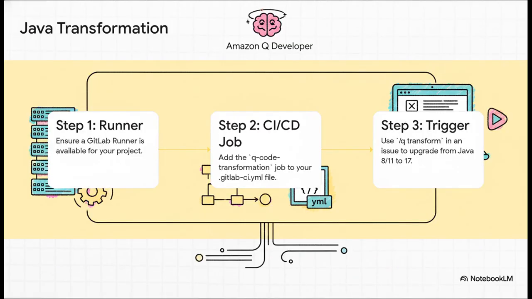So how do you actually get this Java transformation thing set up? It really just boils down to these three things. First, you need a GitLab runner that can do the heavy lifting. Then, you just tell your CI/CD pipeline about this new transformation job. And finally, you kick it all off from an issue. See, it's meant to plug right into the CI/CD process you already have.